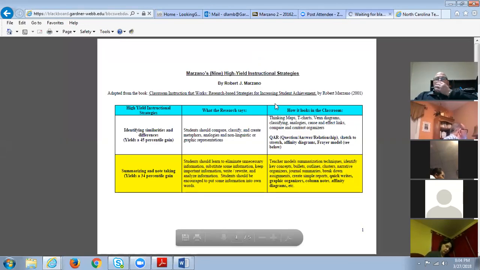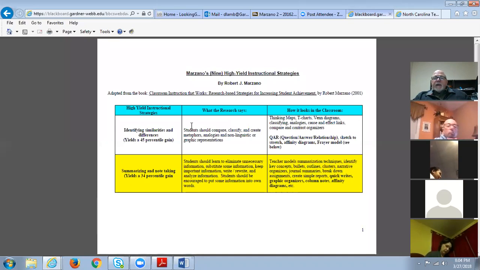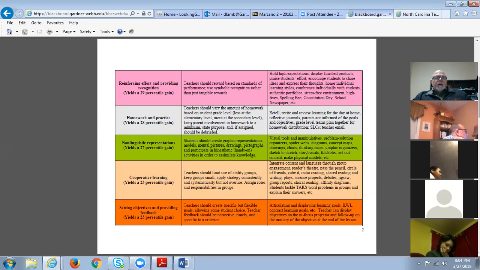Here we go. All right, so if you can see my screen, the reason why we call Marzano's best practices high yield strategies or best practices is that research has told us that teachers that use identifying similarities and differences can yield a 45 percentile gain in their students' test scores. Summarizing and note taking yields a 34 percentile gain. Reinforcing effort and providing recognition, 29.